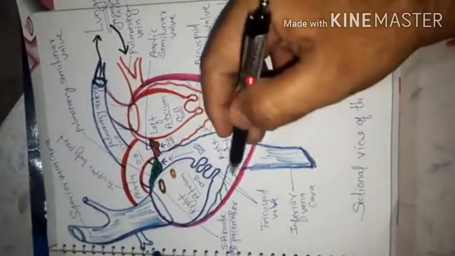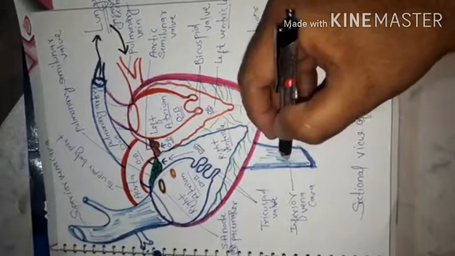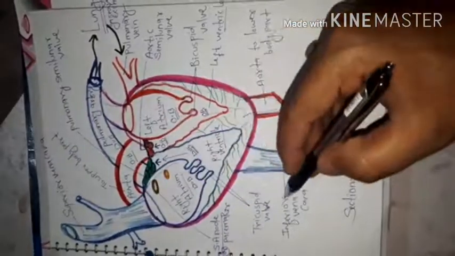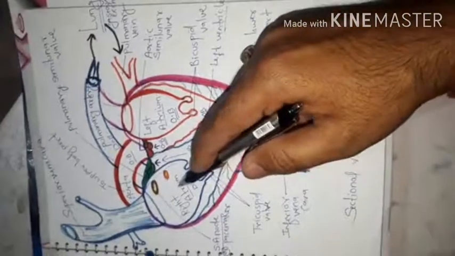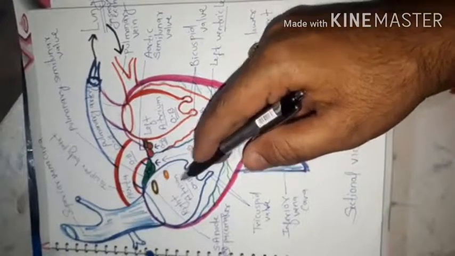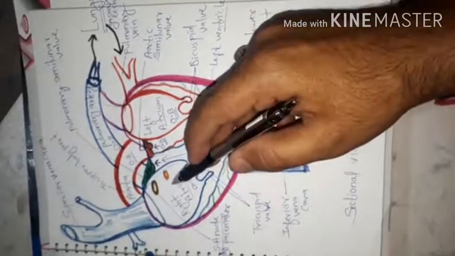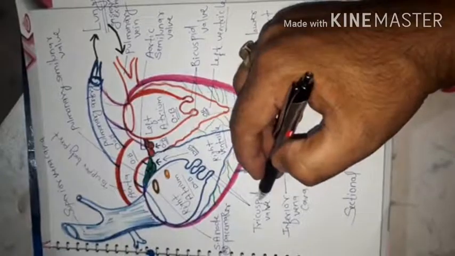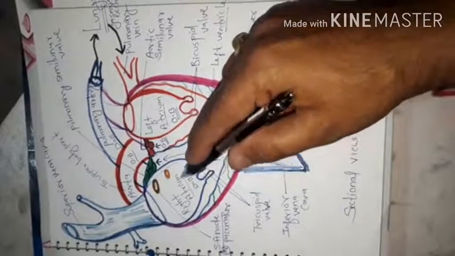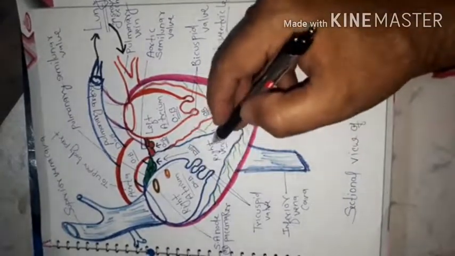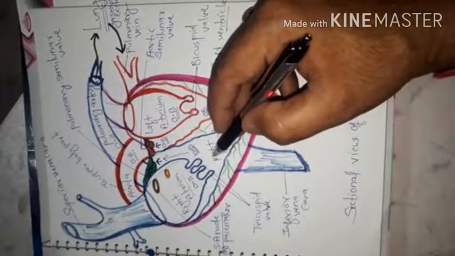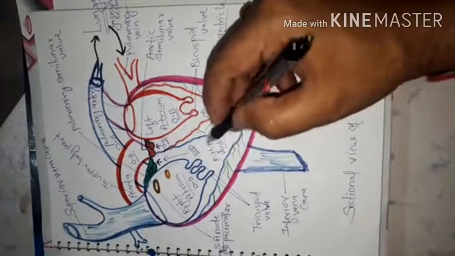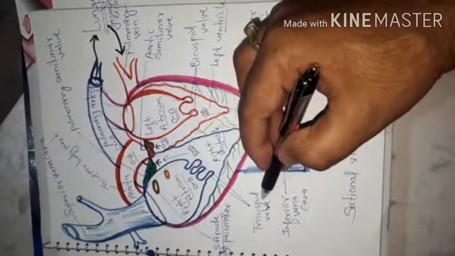Then all the deoxygenated blood from the superior vena cava and inferior vena cava comes into the right atrium. Then, due to the high pressure in the right atrium, this tricuspid valve will open and all the deoxygenated blood comes into the right ventricle. That means all the deoxygenated blood comes into the right ventricle by the opening of the tricuspid valve.